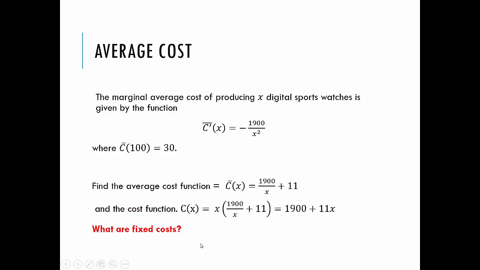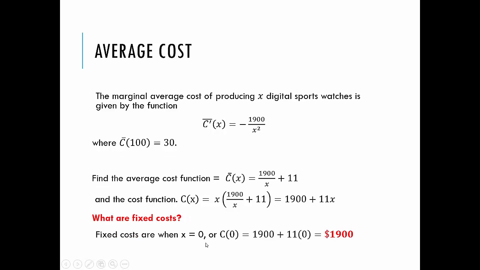Then it says, what are fixed costs? Well, fixed cost is when you don't sell anything, when X equals 0. So plug in X equals 0 into your cost function, and you will see you get the 1,900.